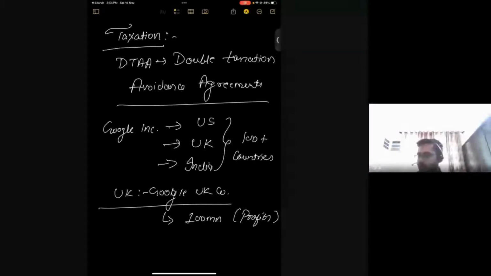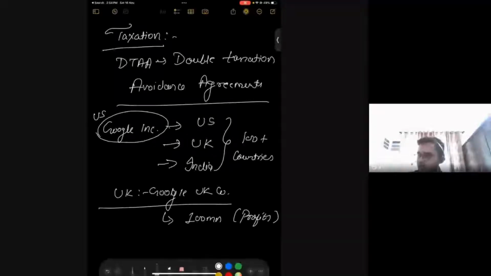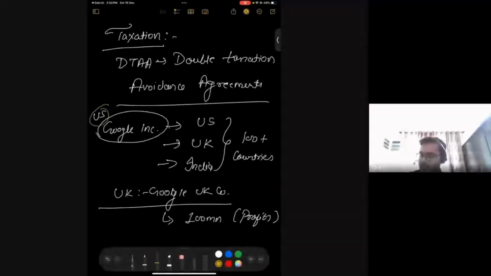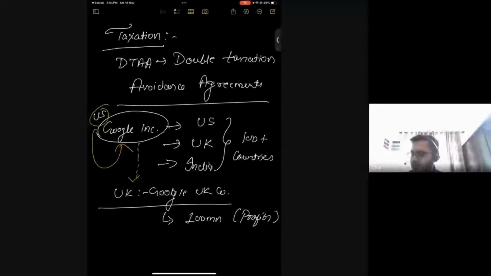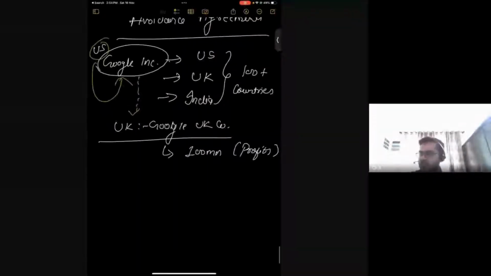The problem that occurs is that Google in itself is a company that is based out of US, which means on all the profits that it generates, it is supposed to pay taxes in the US. It has also formed a subsidiary in UK. And let's just assume that they have made a profit of $100 million in UK. The biggest problem that arises as a result of this structure is that they will have to pay in UK 35% taxes, which is 35 million.